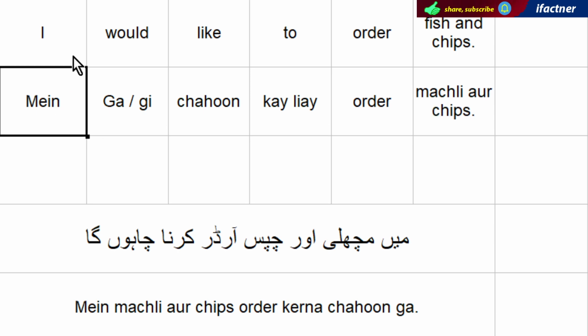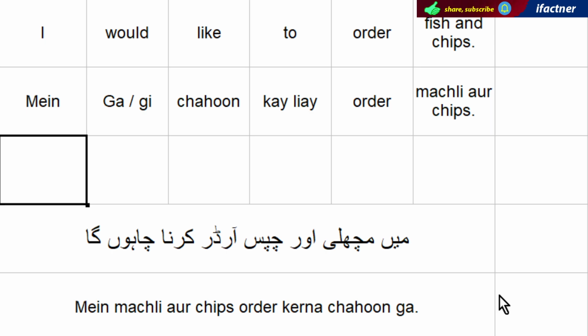So you see, if we translate word by word, then it's मैं गा चाहूँ के लिए order, machli or chips. But in Urdu, we start the sentence with the subject, which is मैं. Then comes the object, machli or chips. Then comes the verb, order करना चाहूँगा, the predicate. मैं, subject, object is machli or chips, and then the predicate. Now let's see how do we type मैं in Urdu.